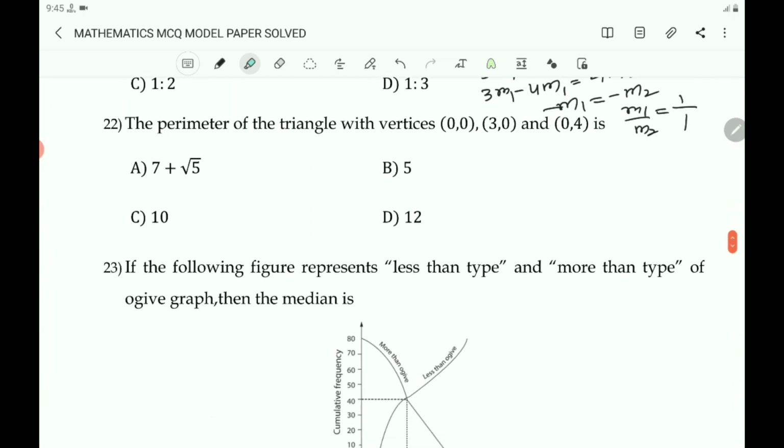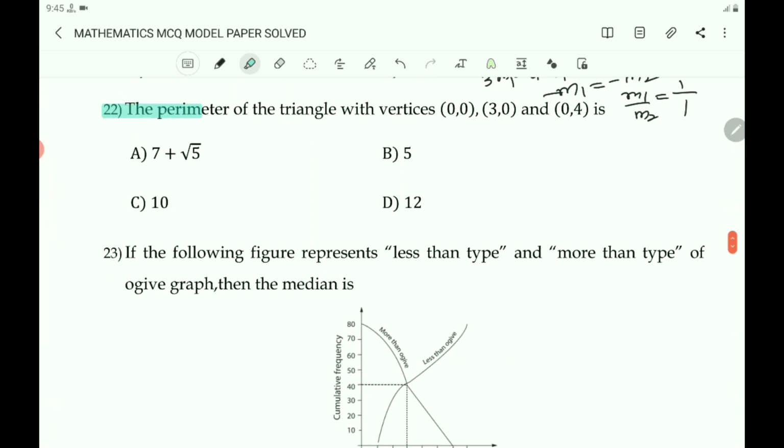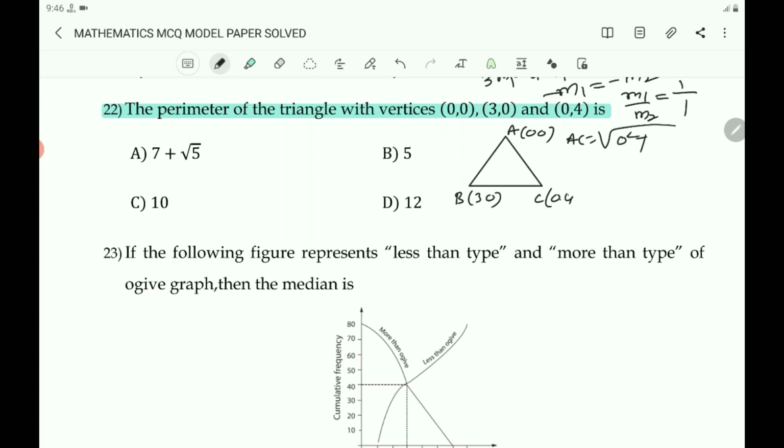Next question, question number 22. The perimeter of the triangle with vertices (0, 0), (3, 0) and (0, 4) is. Here perimeter means you have to find the three sides of the triangle. Consider this triangle with A coordinates (0, 0), B with coordinates (3, 0), and C with coordinates (0, 4). Here use the distance formula. AC equals square root of (0 square plus 4 minus 0, 4 square). You will get 4 only, since square root of 4 square is 4.